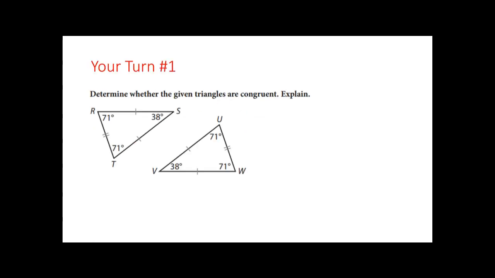All right, your turn number 1. Determine whether the given triangles are congruent. Again, you have angles, you have sides. We have little tally marks. Tally marks basically just mean that this side is the same as this side. So you have 4 sides that are all congruent to each other. That's nice to know. Discuss it and see what you get.